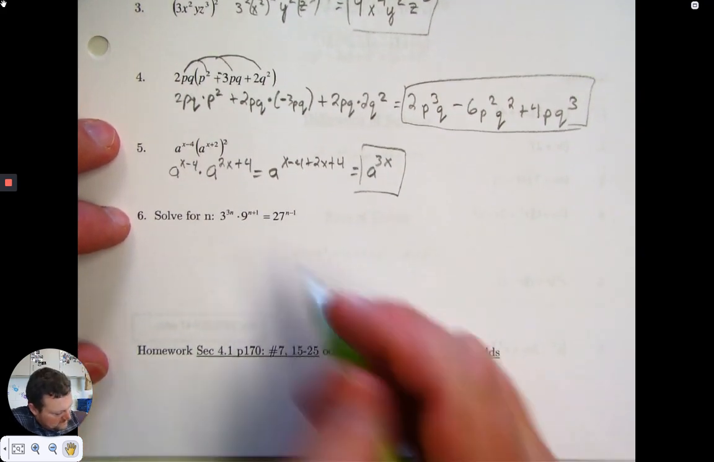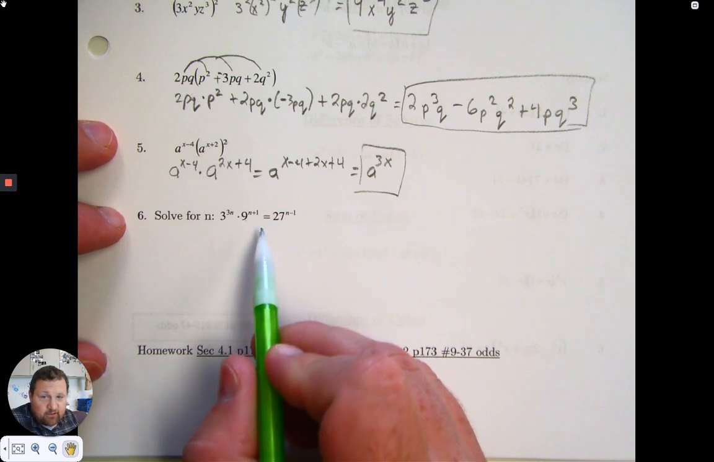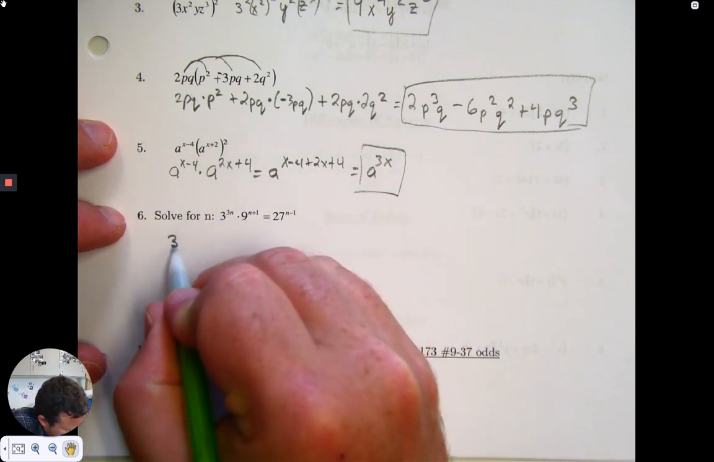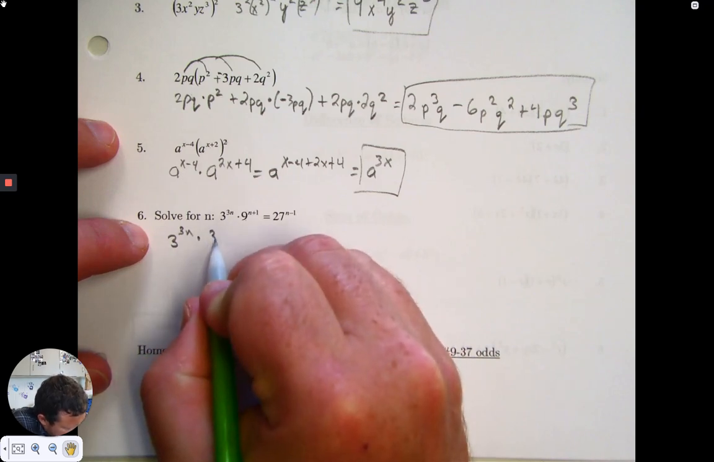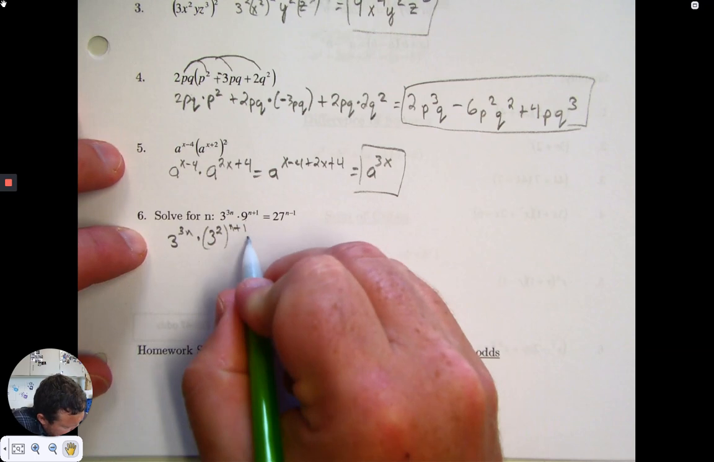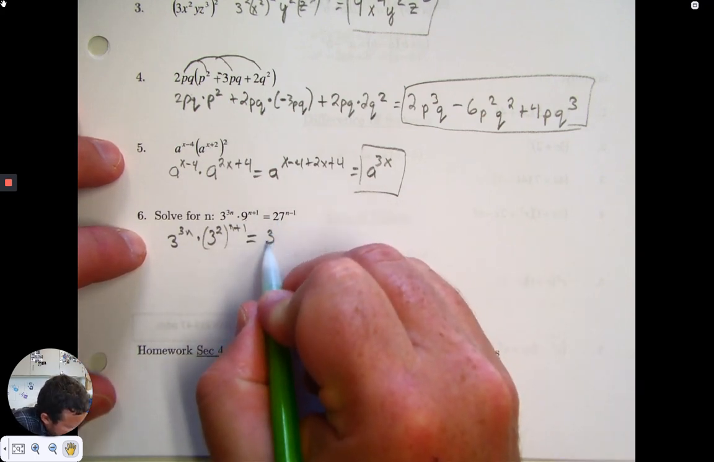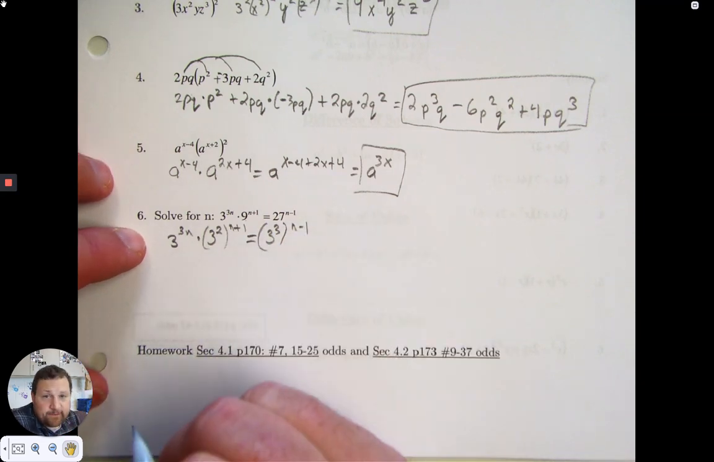And then finally, number 6. This one is a little tricky in the fact that our bases aren't the same, and all the rules that we went over, our bases have to be the same. The good news is that each one of these can have the same base. So this is really just 3 to the 3n, just like it says. But now 9 is really just 3 squared to the n plus 1. And then on the other side, 27 is just 3 to the third power to the n minus 1.